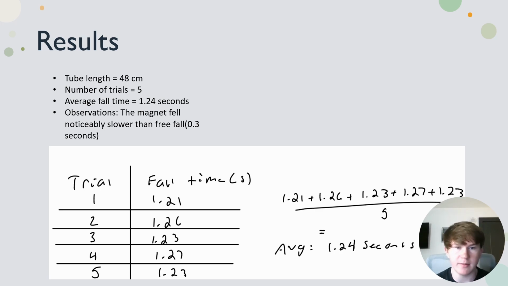The tube length was 48 centimeters. We did 5 trials, and the average was 1.24 seconds. It fell noticeably slower than free fall, which was about 0.3 seconds. And there's the math for you.